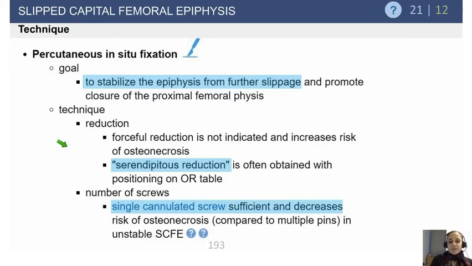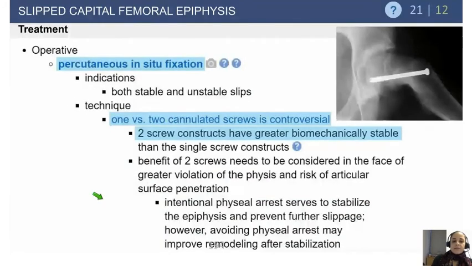Now, the number of screws used to treat tends to be controversial, but a single cannulated screw is almost always sufficient, and it decreases the risk of AVN compared to multiple screws. Percutaneous in situ fixation can be used in both stable and unstable slips, and like we just mentioned, 1 versus 2 screws is controversial. 2-screw constructs can be more biomechanically stable, but we want to wind up center in the femoral head. That's where the bone is good. You can't have 2 screws center in the femoral head.